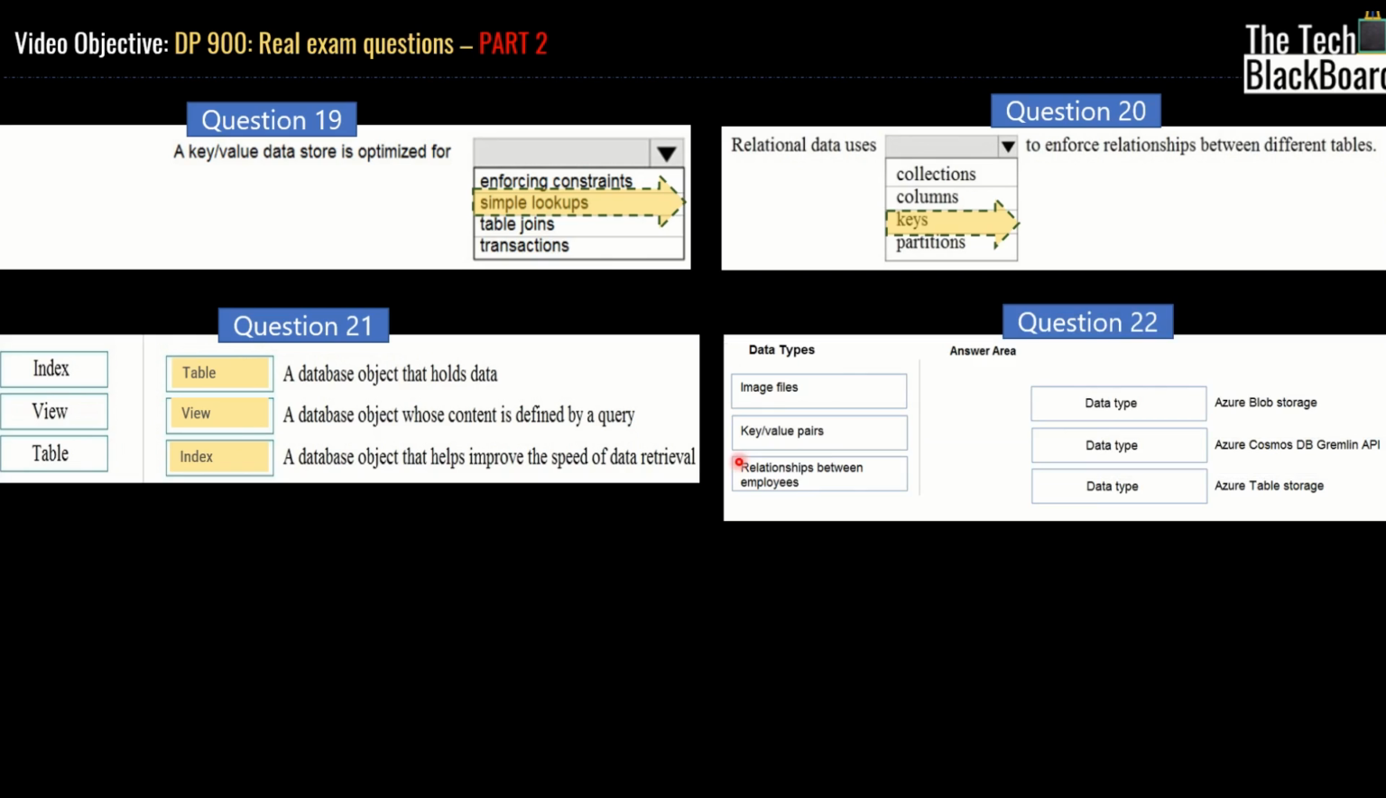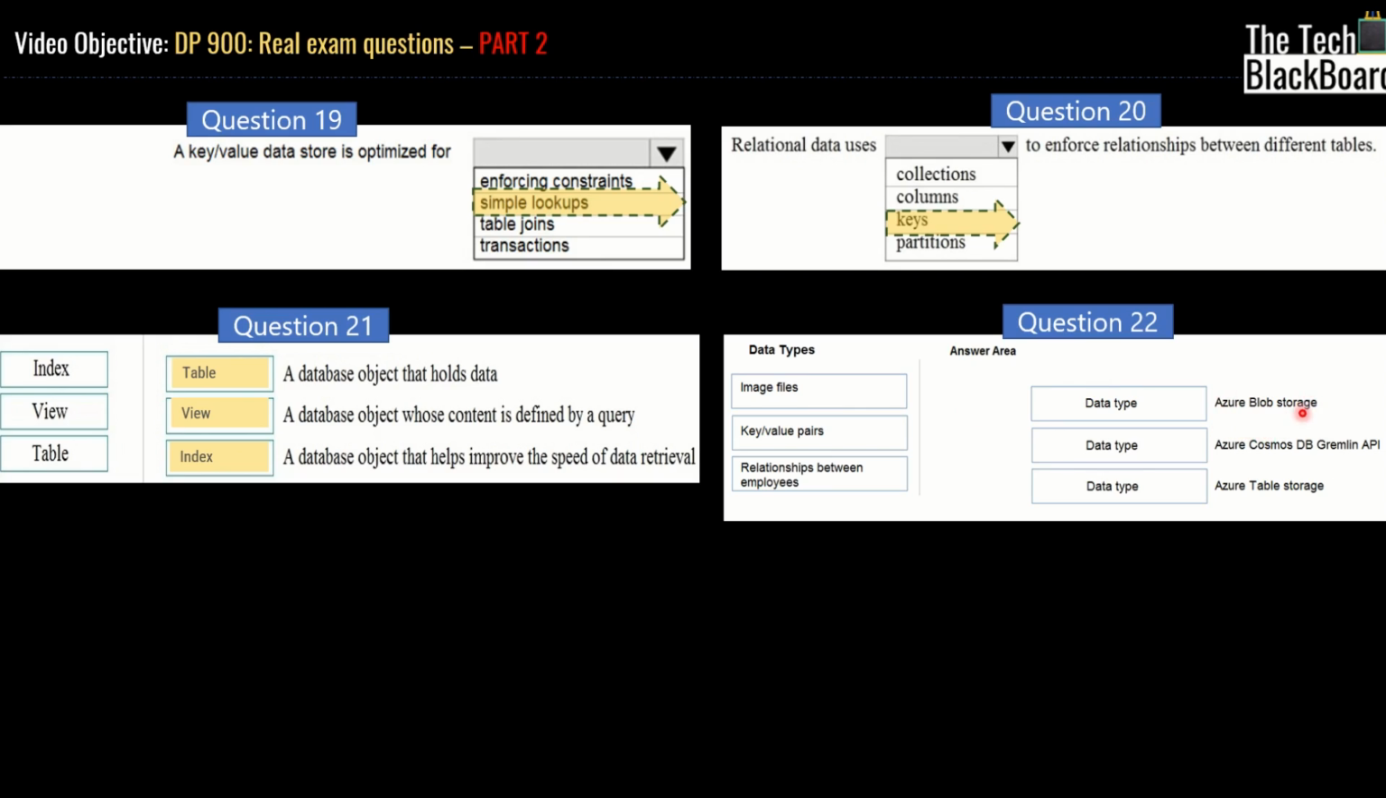Okay, moving on, we have question number 22. Question number 22 again is a drag and drop kind of question. You are given some options here and you have to drag them onto these data type boxes to match these options. So let's read out. Our answer area has Azure Blob Storage, Azure Cosmos DB Gremlin API, and Azure Table Storage. Now you have to tell which is best suited.